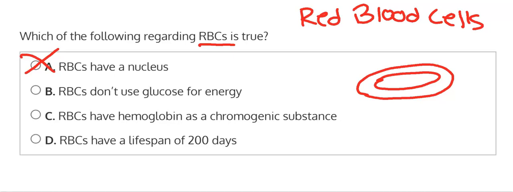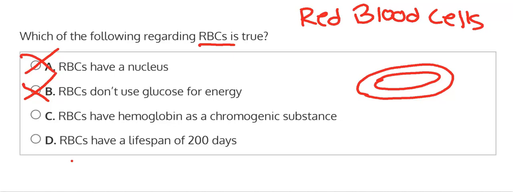Option B says RBCs don't use glucose for energy, and red blood cells do use glucose for energy. Without glucose, they would die and they would be not for use. Something to note about glucose and red blood cells is that insulin is not needed for sugar or glucose to enter the red blood cell, which is why red blood cells are useful for seeing how someone's blood sugar levels are over a period of time, because whether they have insulin or not, the sugar will easily enter into the red blood cell, which actually leads to option D over here. So we can eliminate this. That's true. Red blood cells use glucose for energy.